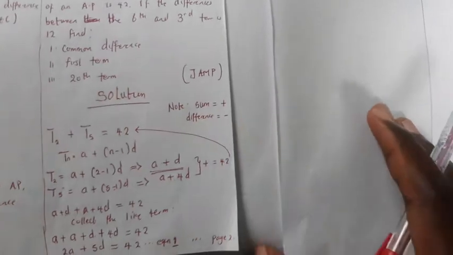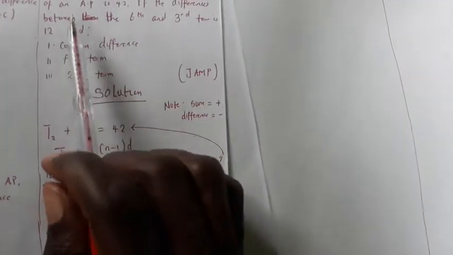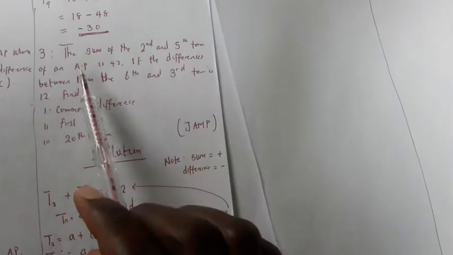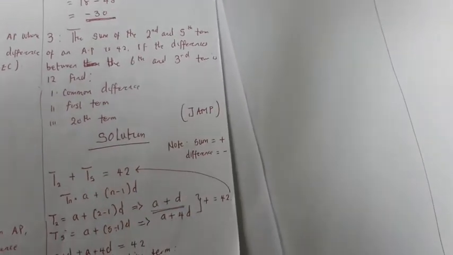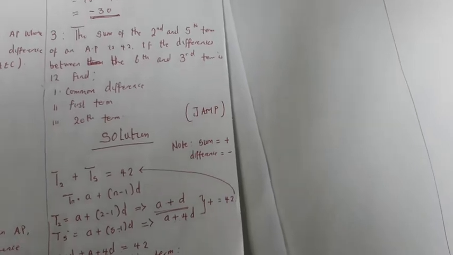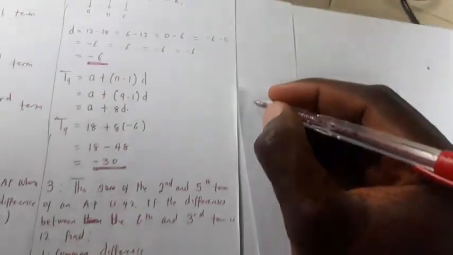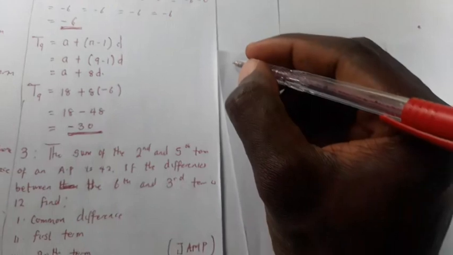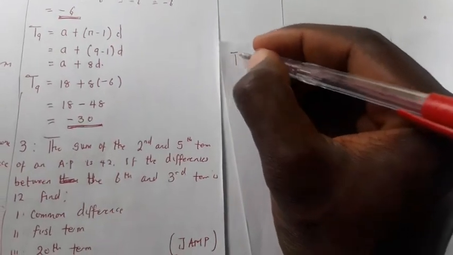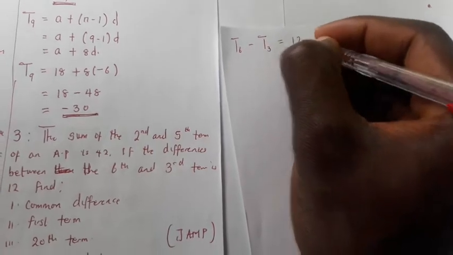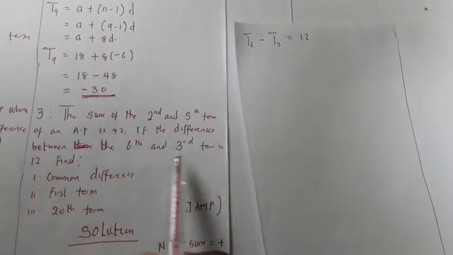We are going to move back to the second statement in the question. Since they said the sum of the second and the fifth term of an AP is 42, we have gotten that. And if the difference between the sixth and the third term is 12, now the difference, like I said earlier on, means subtraction between T6 and T3 equals 12.